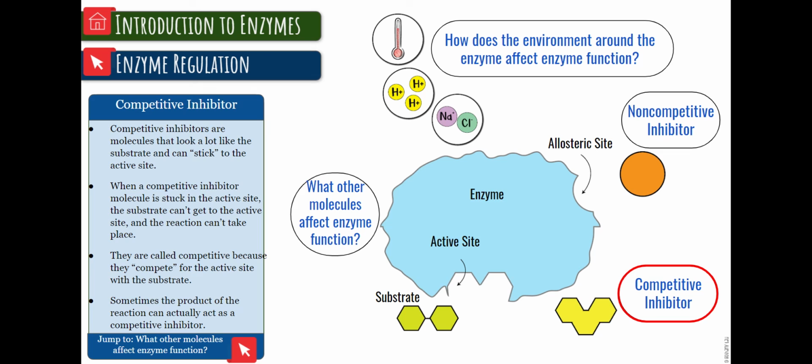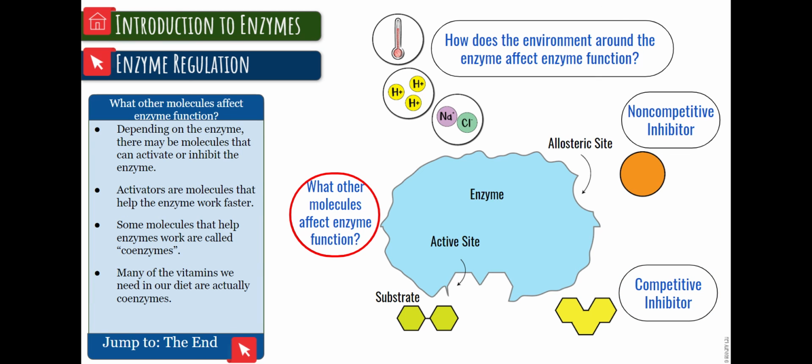A competitive inhibitor is going to compete for that active site. You'll notice the competitive inhibitor has a similar shape to the substrate. It can fit right into that active site, thereby preventing the substrate from binding to the active site. A lot of these can be reversible because they can leave that site.